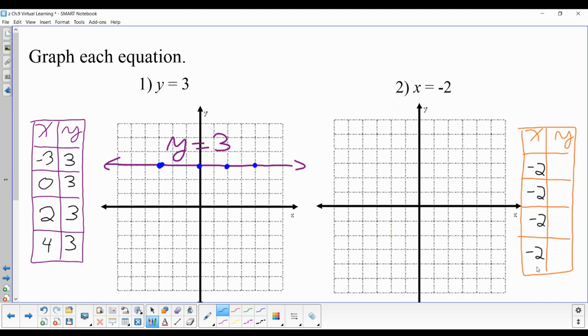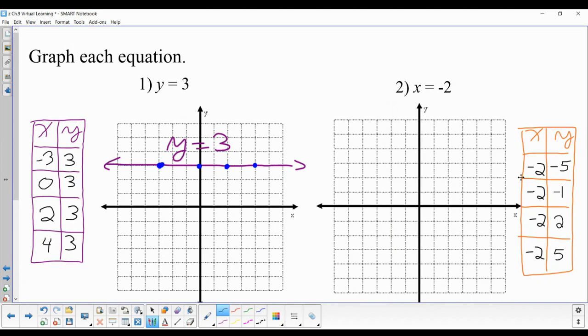Your y value can be anything you want. Pick something that'll fit on the graph. So don't pick like 25, because you can't graph that point on this graph. So I'll pick -5, -1, 2, and 5. Then I'll start at the origin and I'll graph them.